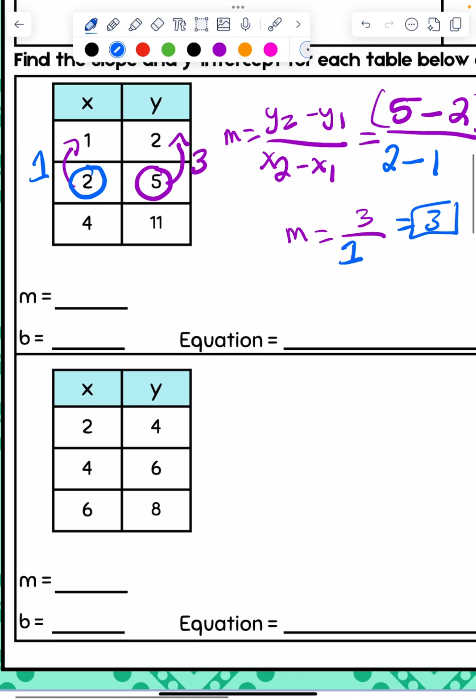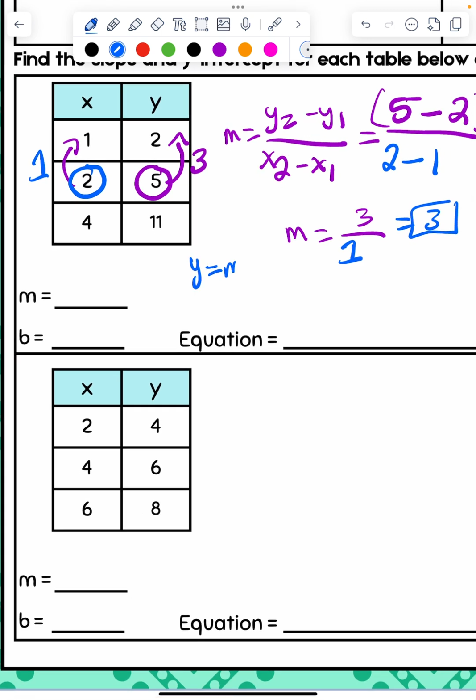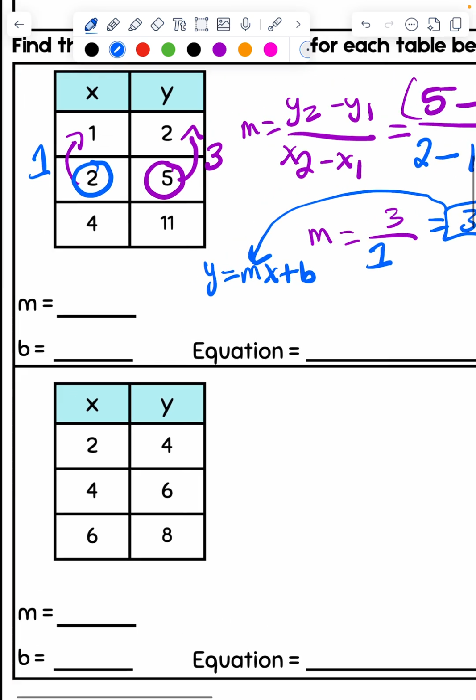So then I'm going to write my equation, y equals mx plus b. And now I know I'm going to drop 3 in place of slope. So it doesn't really matter what point I pick. I'm just going to choose 4 and 11, but it could be either one. So 4 is my x coordinate. 11 is my y coordinate.